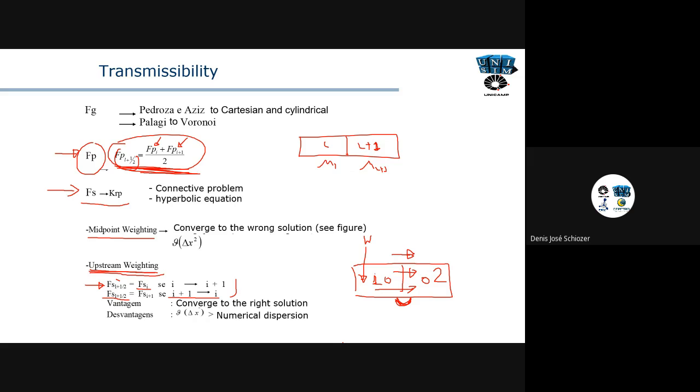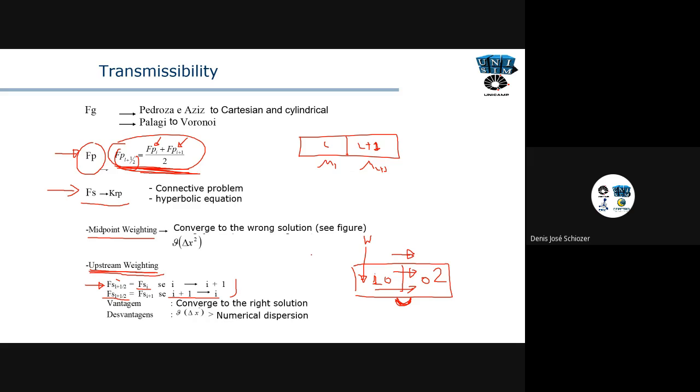This is not so important for you that are only going to use the simulators, but it's important if one day you're going to write the simulation code, because if you write these terms of saturations using the midpoint conditions instead of upstream, the solution is worse than the upstream weighting solution, okay?